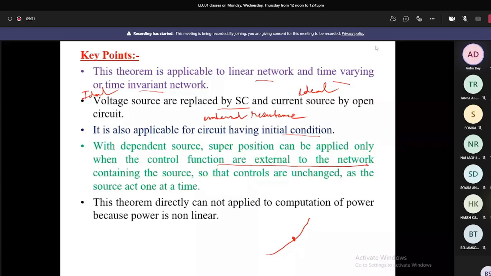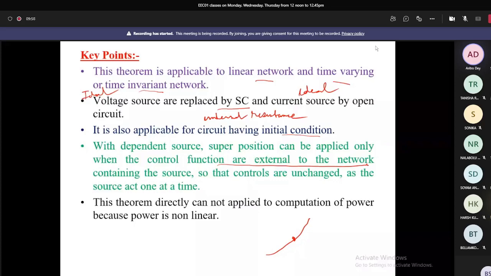This theorem directly cannot be applied to computation of power because power is non-linear, because you know power is equal to I square R or V square by R. So whenever I square or V square is there, then that indicates non-linearity and you cannot apply superposition theorem there. Right? So you cannot compute the power consumption through the superposition theorem, taking each source at a time while replacing the other source by their internal resistance.